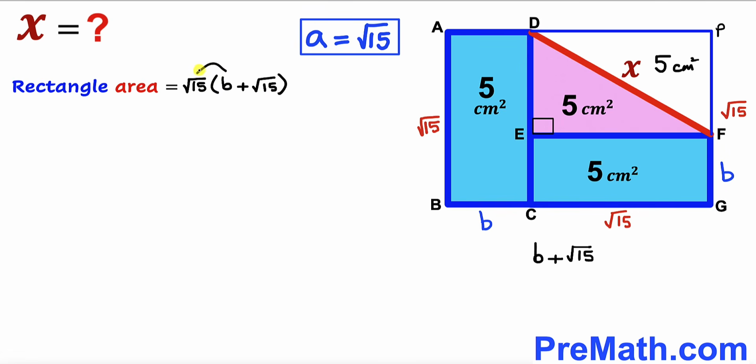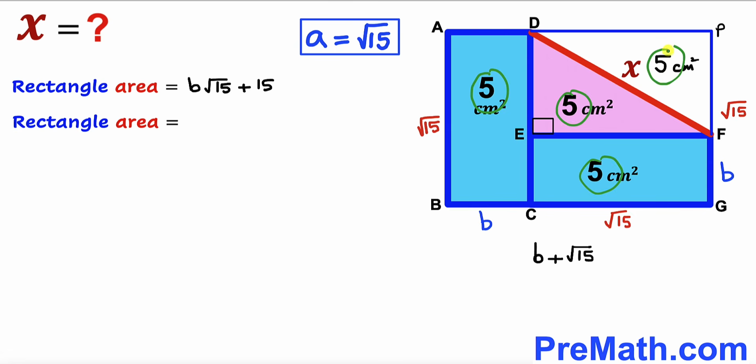Let's multiply, and we are going to distribute. That is going to give us b times square root of 15 plus simply 15. So the rectangle area turns out to be b times square root of 15 plus 15. Furthermore, the total area of this rectangle is going to be 5 plus 5 plus 5 plus 5. If we add all these individual areas, that is going to give us 20 centimeter square.